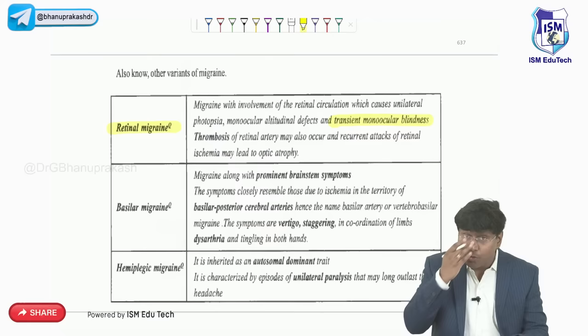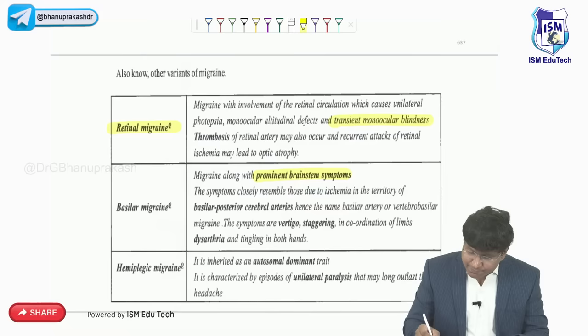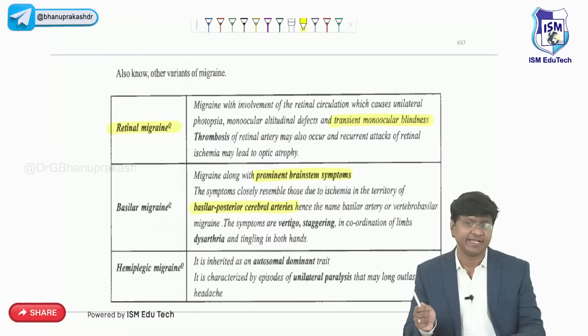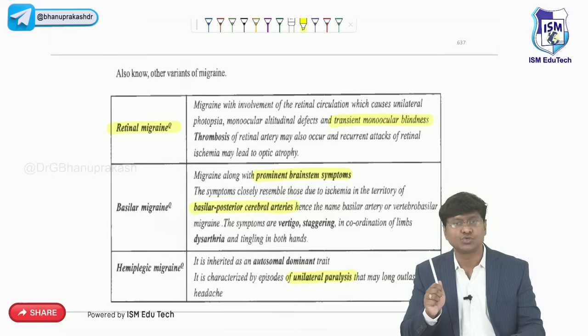Then we have basilar migraine. Basilar migraine is where there are prominent brainstem symptoms, right? And which vessels are affected for the development of basilar migraine? It is the basilar and posterior cerebral arteries. And lastly, hemiplegic migraine. In hemiplegic migraine, along with headache, the individual will also have unilateral paralysis.